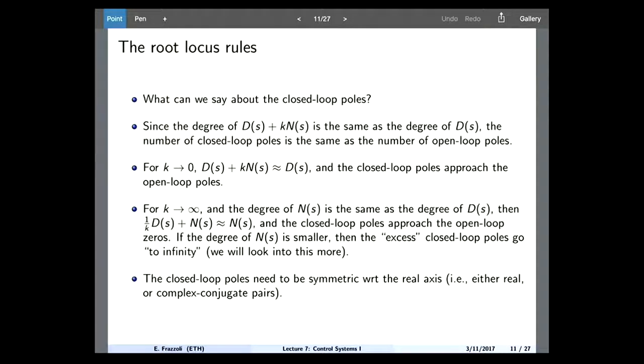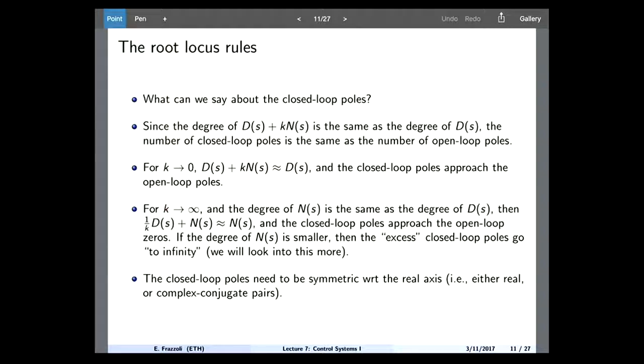Now, as you can imagine, if k were equal to 0, your closed loop denominator would be d(s), which is exactly the same as your open loop denominator. So what does that mean? When k is equal to 0, your closed loop poles are the very same as the open loop poles, which is kind of obvious. If your feedback gain is 0, then you're essentially not applying any feedback, so the closed loop is exactly the same as the open loop. That's not surprising.